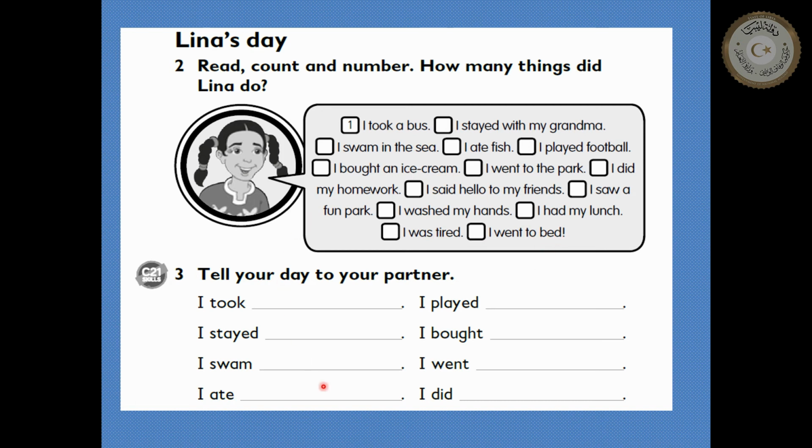So how many sentences are there? This is count and number. Count and write the number. Can you count with me? Quickly. 1, 2, 3, 4, 5, 6, 7, 8, 9, 10, 11, 12, 13, and 14. So how many sentences? 14.